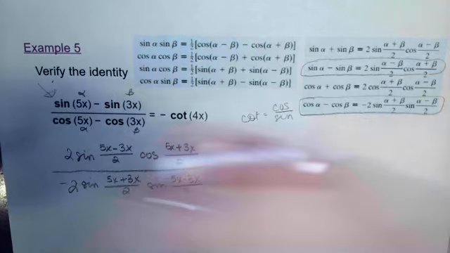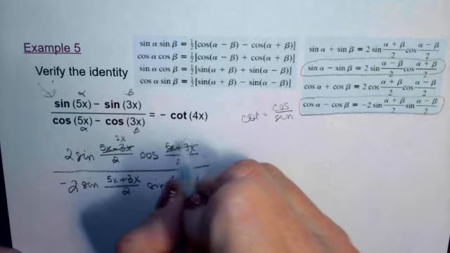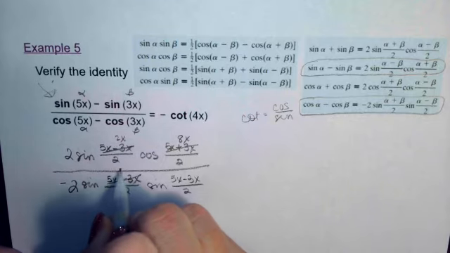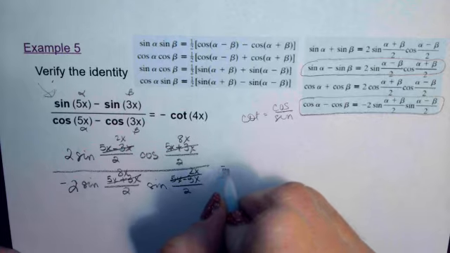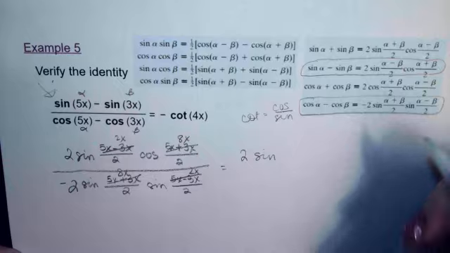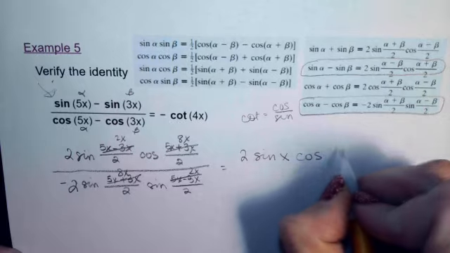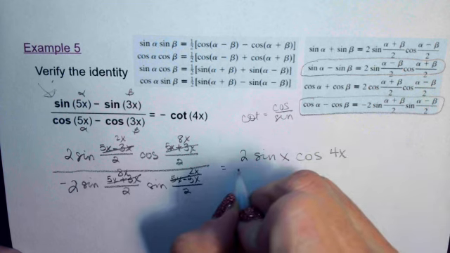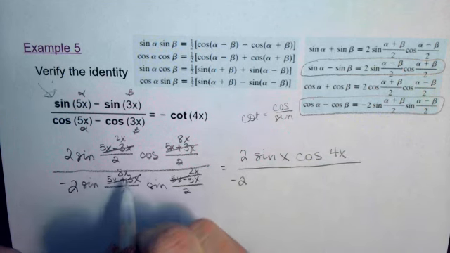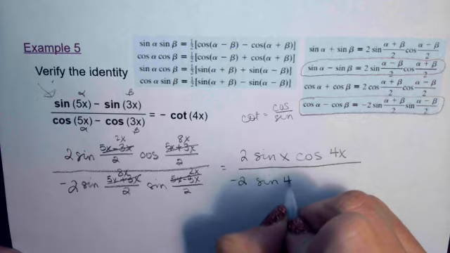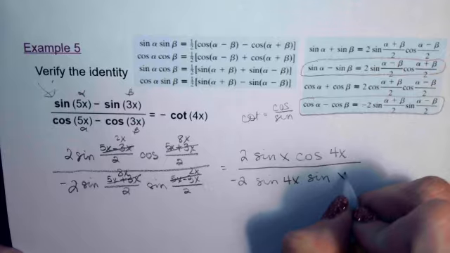Okay, so now we need to clean this up. 5x minus 3x is 2x. 5x plus 3x is 8x. 8x and 2x. All right, so now let me clean this up. And I've got 2 sine 2x over 2 is going to give me just an x. Cosine 8x over 2 is 4x. And then I've got negative 2 sine of 8x over 2, so sine of 4x. And then sine of 2x over 2 is just an x.